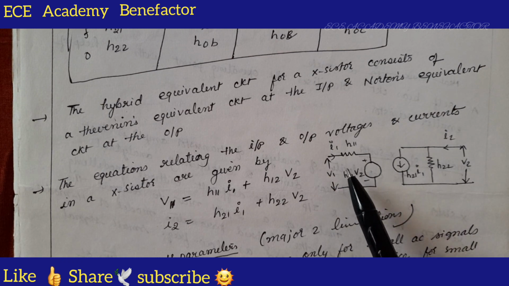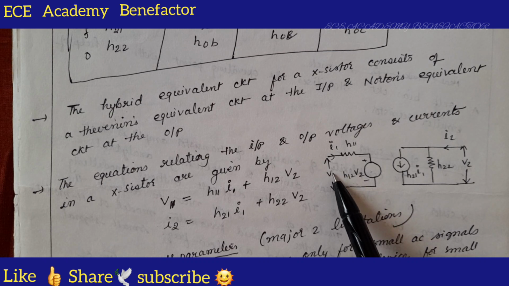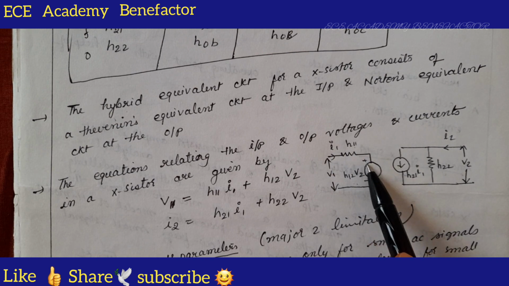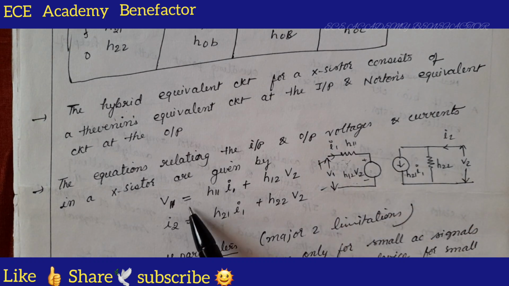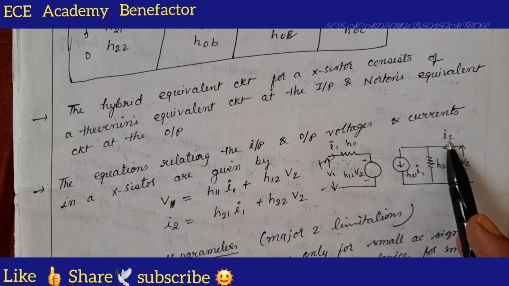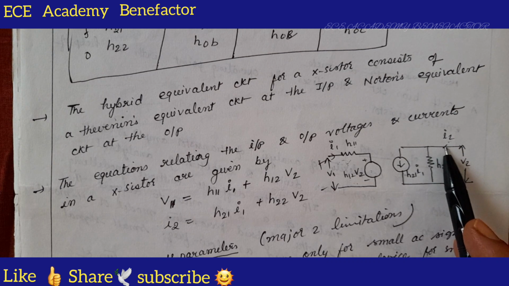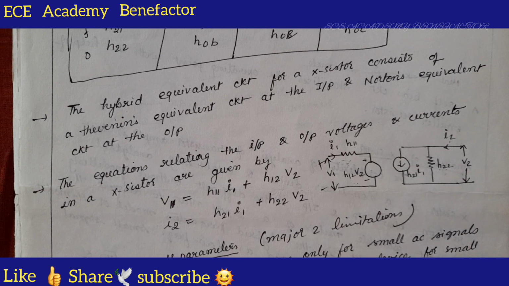Now the relations equating the input and output voltages and currents in a transistor are given by two basic equations: one for the input voltage, the other for the output current. For the input voltage equation, we write KVL: V1 equals H11 I1 plus H12 V2, traversing in this direction. For the output port, the current entering equals the current leaving. The leaving currents are H21 I1 plus H22 V2. So the second equation is I2 equals H21 I1 plus H22 V2. These are the important equations.